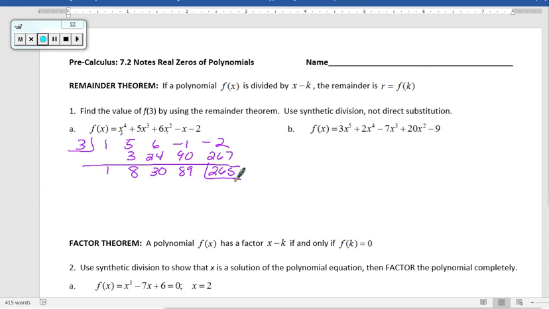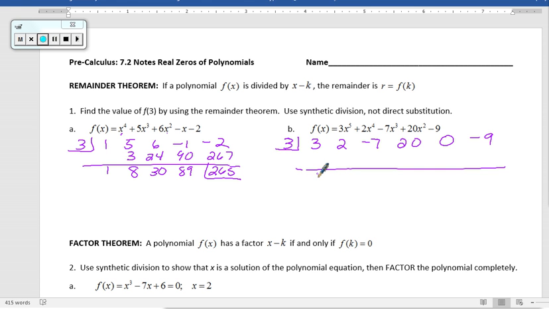Let's try the same thing here, but for this function. So we're going to use 3. It goes in the corner by itself. We list out all the coefficients. So we have 3, 2, -7, 20. I'm missing the x term, so I'm going to put a 0 as a placeholder, and then -9.